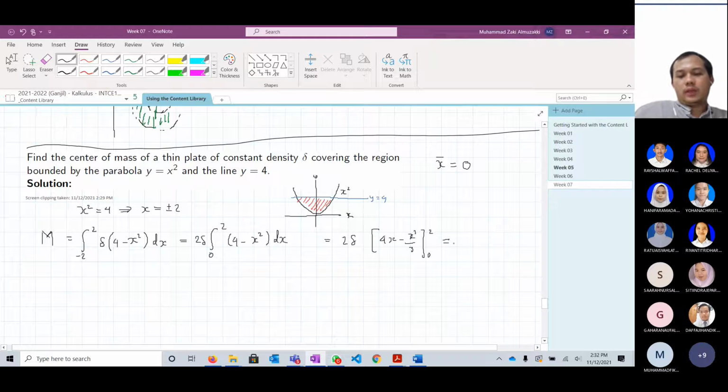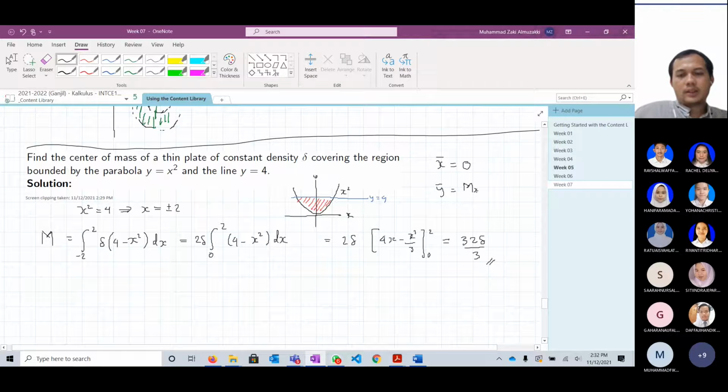So we have that. If we put in 2, we have 8 minus 8 over 3, which is 16 over 3, times 2. We have 32 delta over 3. This is the mass.